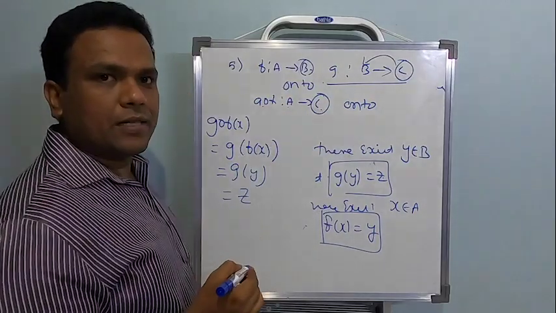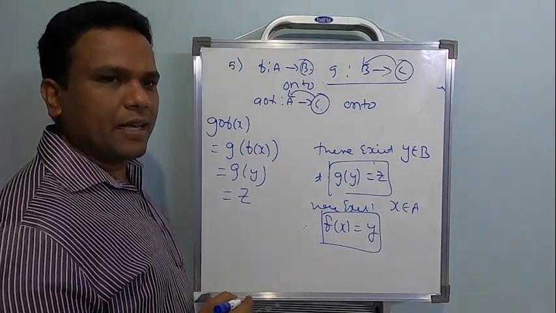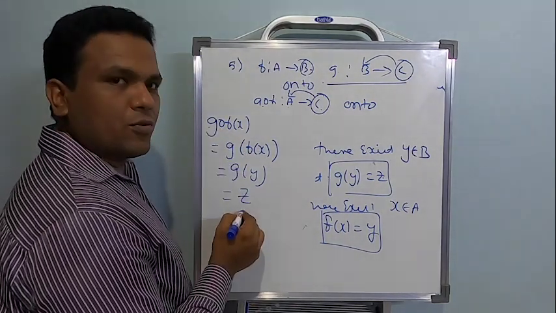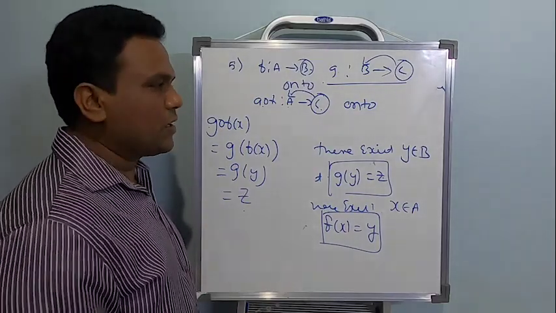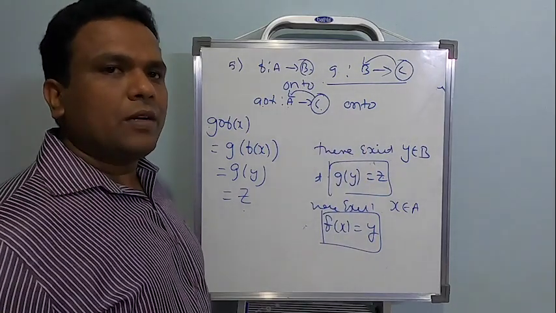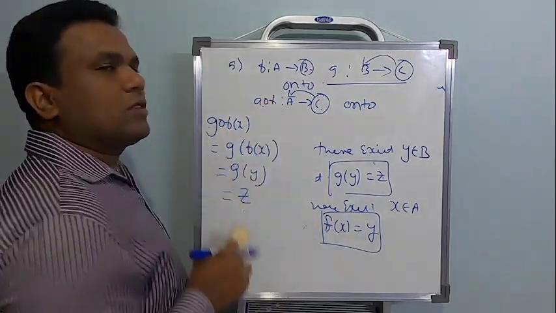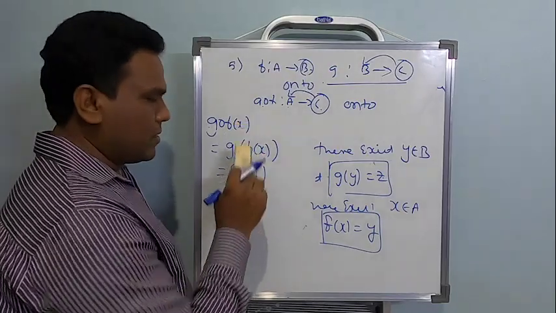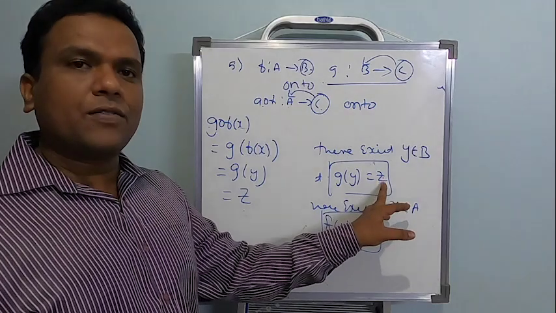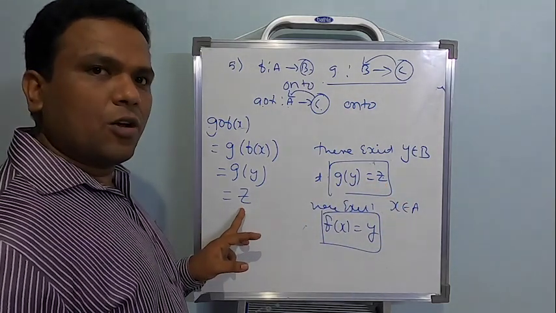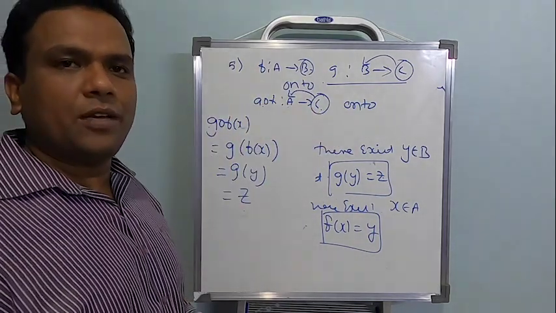For every element z belongs to the set C, there exists an element x belongs to set A, such that g of f of x is equal to z. It is possible to conclude that g of f is also going to be an onto function. We just need to know g is onto, get the condition, f is onto, get one more condition, and now you need to show this is onto. So start with g of f of x and you will land up at z. This shows that for every element z belongs to set C, there exists an element x from the set A. Therefore, g of f is also going to be onto.